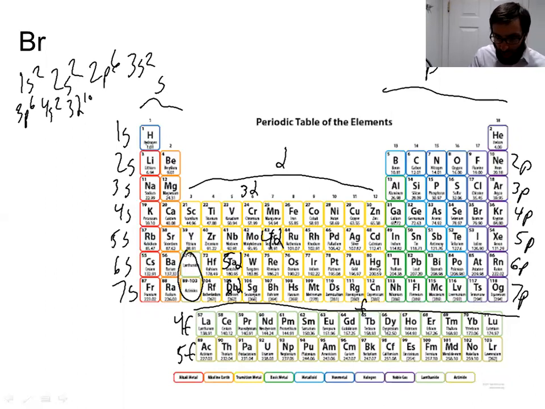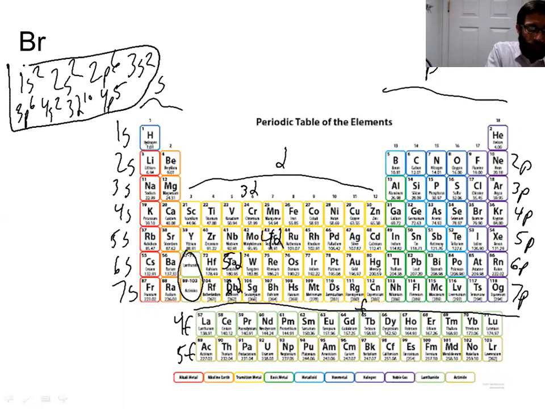And then we have to be careful here. We're at 4p, 4p1, 4p2, 4p3, 4p4, 4p5. That gets us to bromine. So that would be a correct answer. That's the full notation for the electron configuration of bromine.